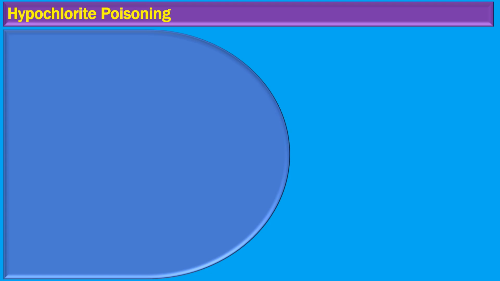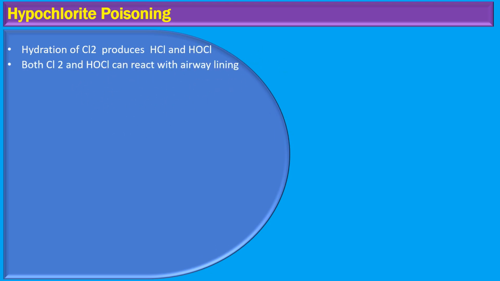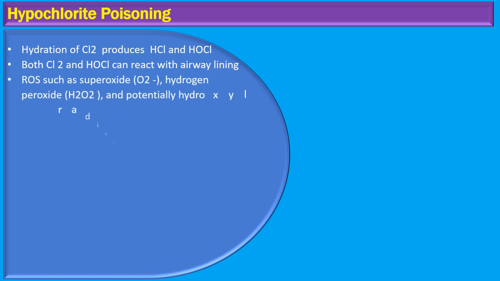This gas, when it meets the moisture in the trachea and bronchi, transforms into hydrochloric and hypochlorous acids. These aren't just any acids, they're reactive, and they start to interact with the airway linings. What happens next is a bit like a chemical domino effect. Reactive oxygen species, which include molecules like superoxide and hydrogen peroxide, begin to form.